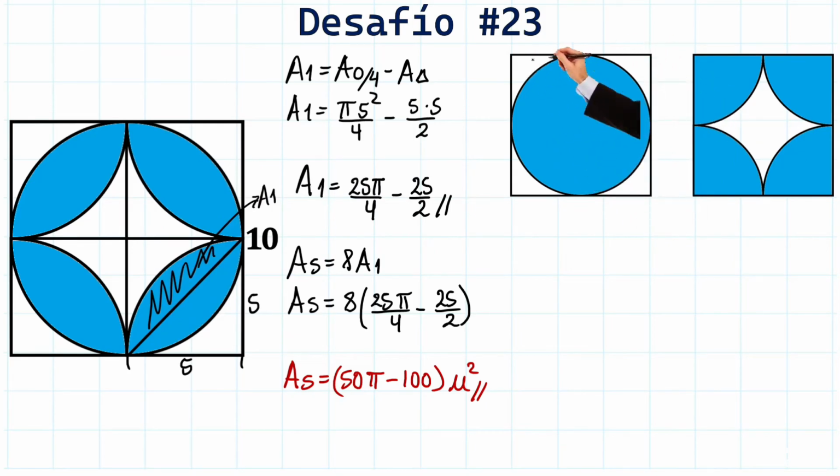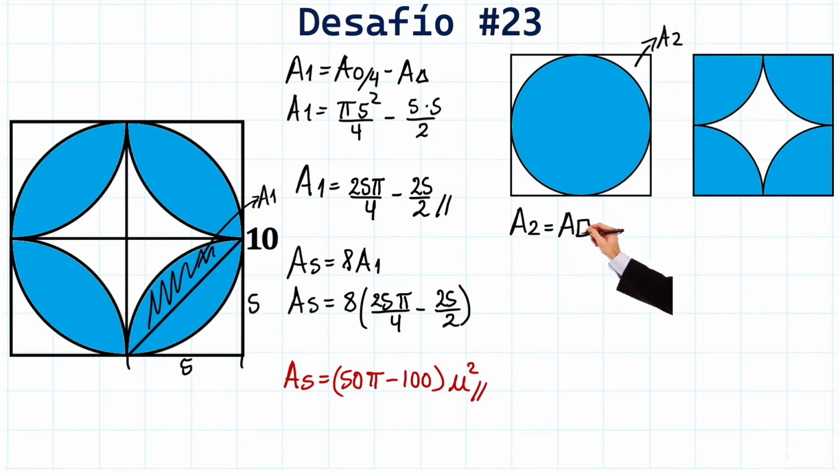So how are we going to find these 4 small pieces? We'll call it area 2. So the area 2 is equal to, it's very simple, because we have the area of the square minus the area of the circle that is in blue. Very well. And that's how we find the area of these 4 small sections. Now let's find the area of this little star here.